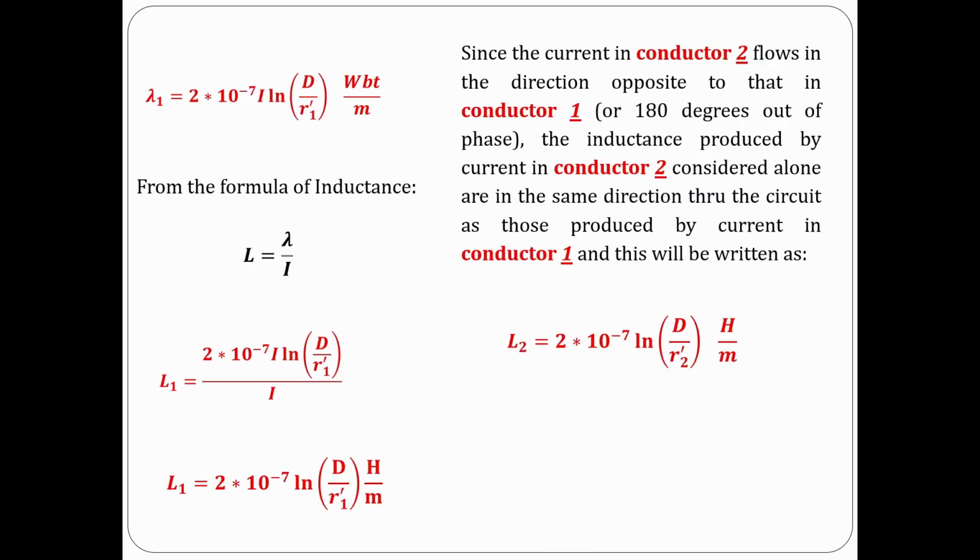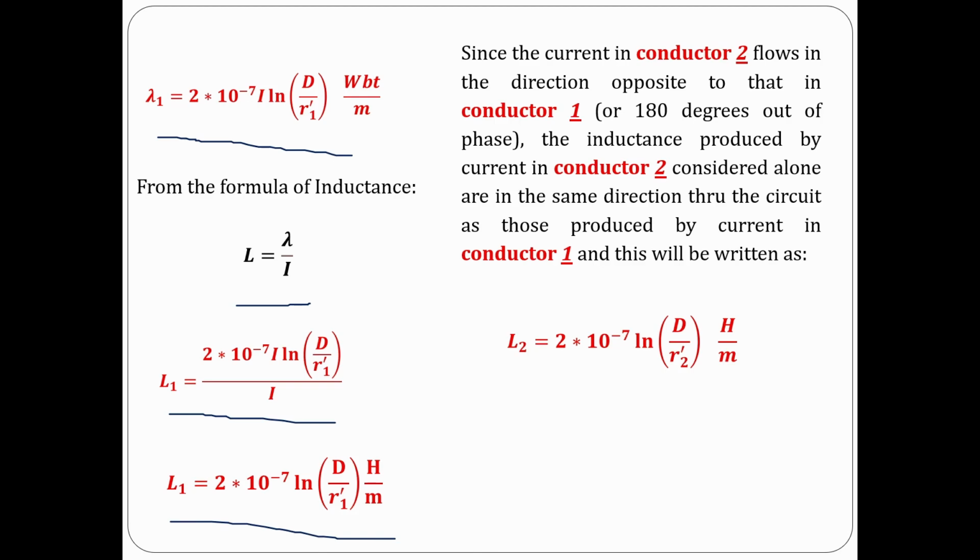Now we will determine the inductance of conductor number 1 by simply substituting the flux linkage of conductor number 1 into the formula of inductance. Therefore, the inductance of conductor number 1, L1, is equal to 2 times 10 to the negative 7 i ln D over R1 prime over i. Cancelling i, the equation will become 2 times 10 to the negative 7 ln D over R1 prime in Henry per meter.